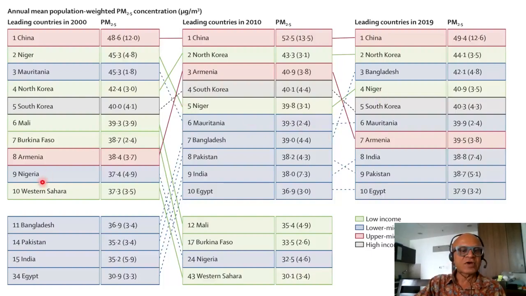So if you look at other countries, India was at number 15 here, but it jumped to number 9 by 2010 and number 8 in 2019. So not really systematic improvements as such. Egypt, for example, went from 34 to number 10 in 2010 and remained at number 10 in 2019.